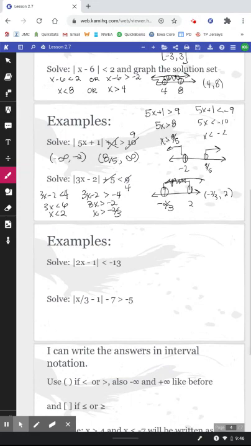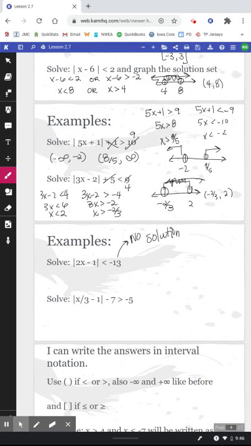Okay, our next one. We have the absolute value of 2x minus 1 is less than negative 13. So in the past, with having them equal, when we did absolute value equations set to a negative, that was a no solution. In this case, with being less than a negative number, that can't happen. So this one for sure would be a no solution, because we know that an absolute value can never be less than a negative number. It can't be less than 0.